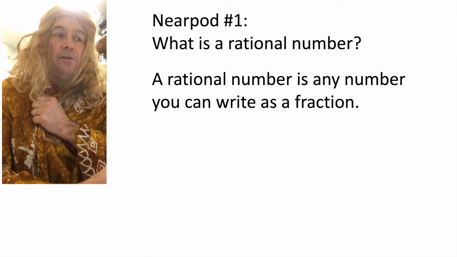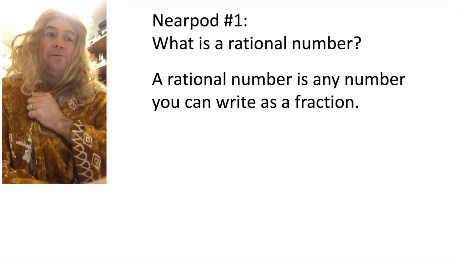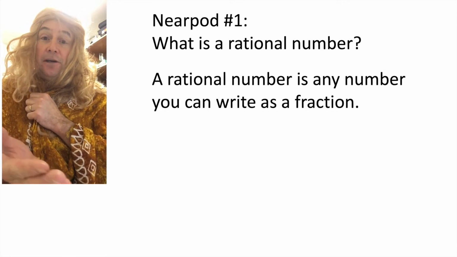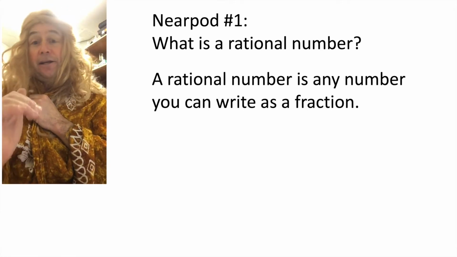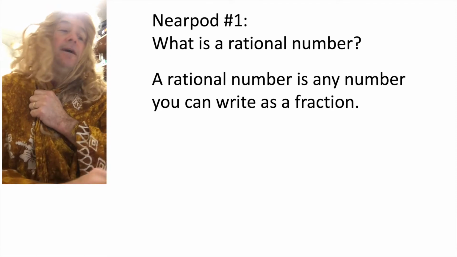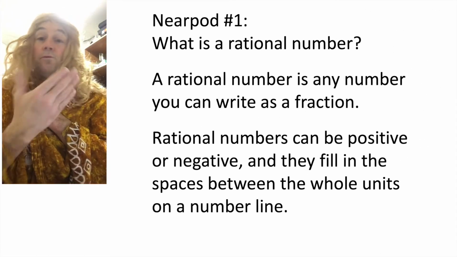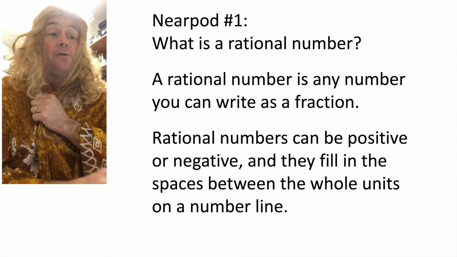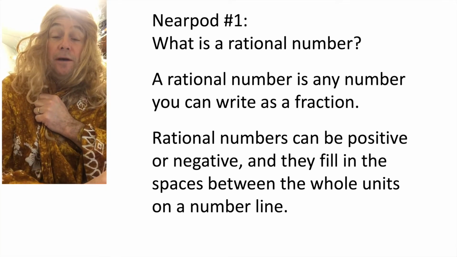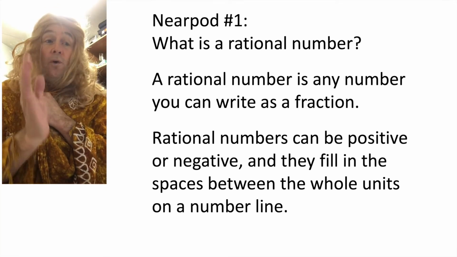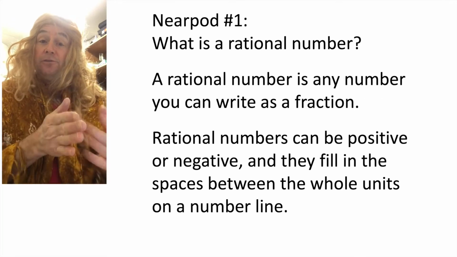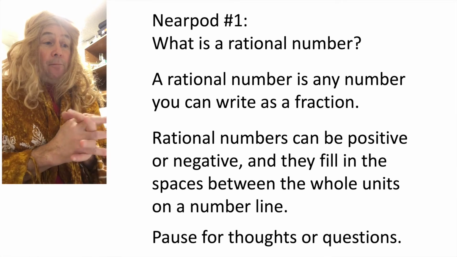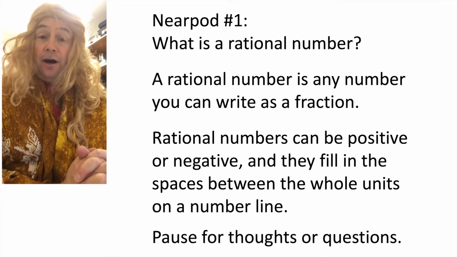Wonderful. So they kind of know that a rational number is any number that can be written as a fraction. In other words, it has to have a numerator and a denominator, correct? Here's something that they might know or be familiar with, and that is rational numbers can be either positive or negative numbers, and they are used to fill in the spaces on a number line. Okay? Would you like to pause the video for thoughts or questions?